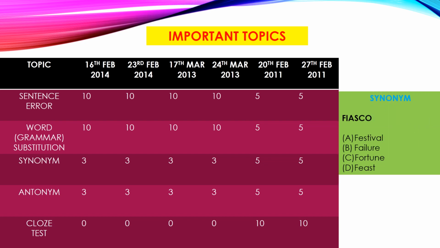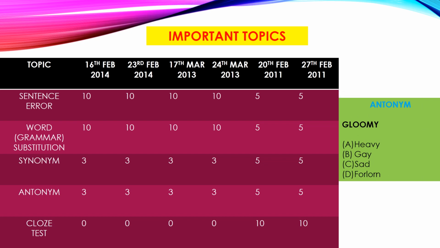Synonyms. In this type of question, a word will be provided to you. Corresponding to it, 4 options will be given. Your solution will be that option which is closest to the given word. For example, if fiasco is given, then your option will be option B, failure. Antonym. In it, a word will be given and your solution will be that word which is completely opposite to that word. For example, if the question is gloomy, your solution will be option B, gay.